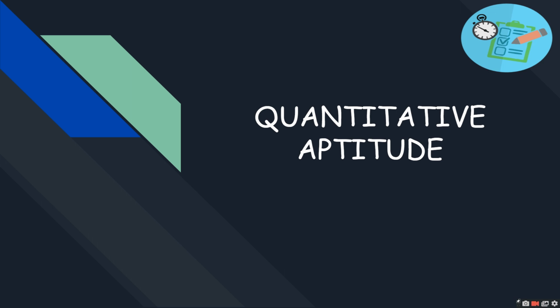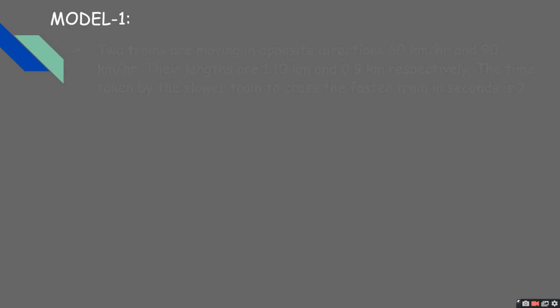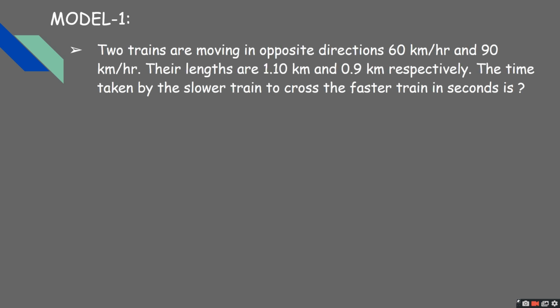So in this video, we are going to see a few more models of problems on trains. So let's get started. The first question is, two trains are moving in opposite directions at 60 km per hour and 90 km per hour. Their lengths are 1.10 kilometers and 0.9 kilometers respectively. The time taken by the slower train to cross the faster train in seconds is.